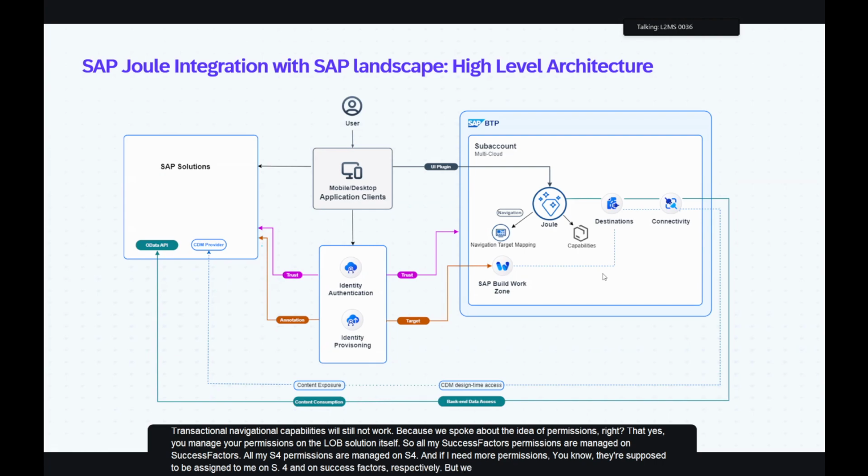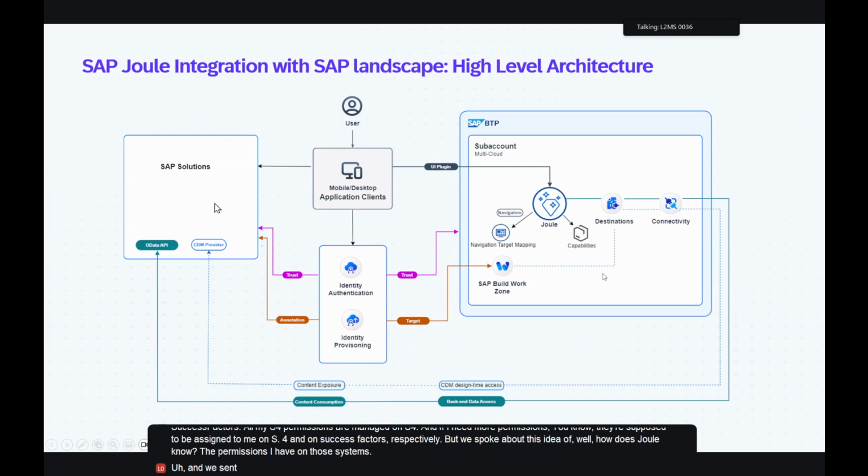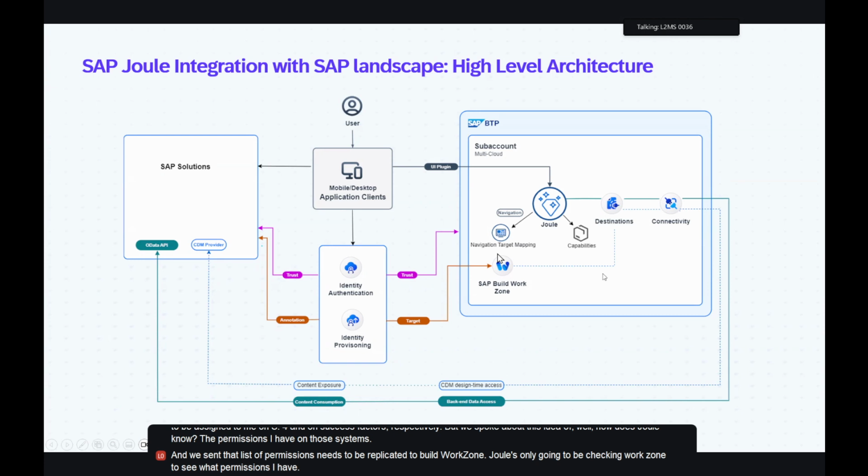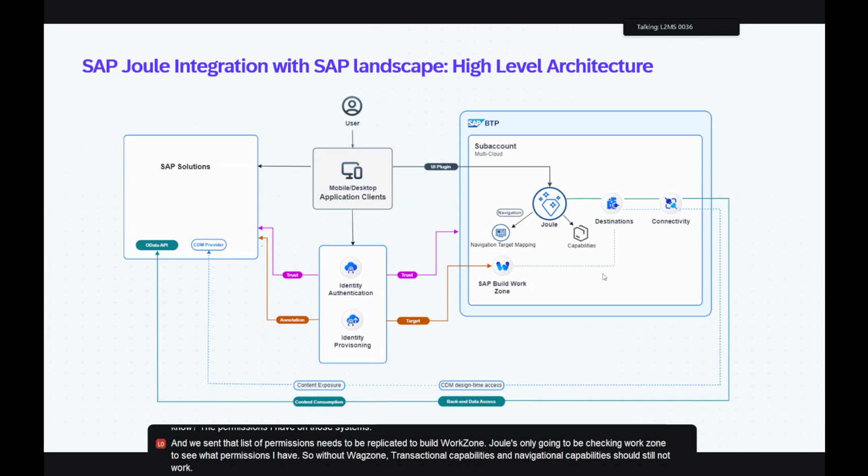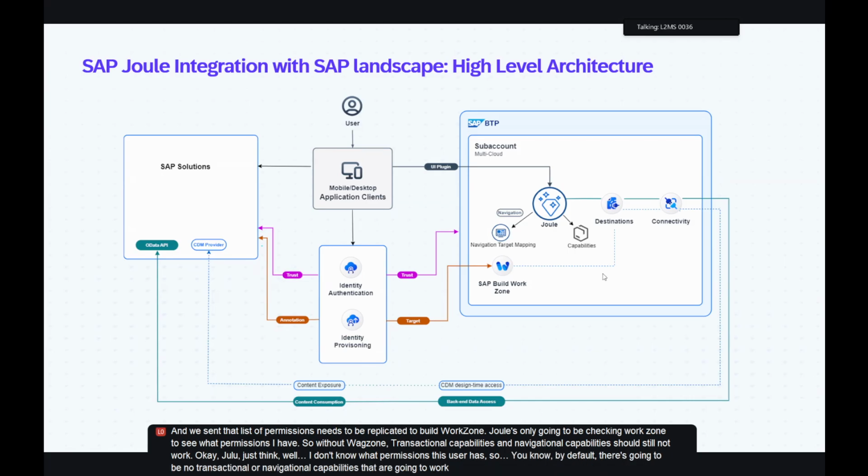But we spoke about this idea of, how does Joule know the permissions I have on those systems? And we said that list of permissions needs to be replicated to Build Work Zone. Joule's only going to be checking Work Zone to see what permissions I have. So without Work Zone, transactional and navigational capabilities should still not work, because Joule will just think, I don't know what permissions this user has, so by default, no transactional or navigational capabilities are going to work. It's just going to be the informational capability that is working.